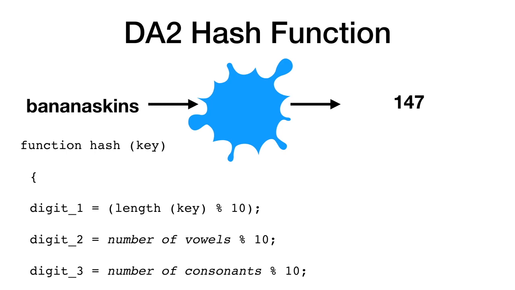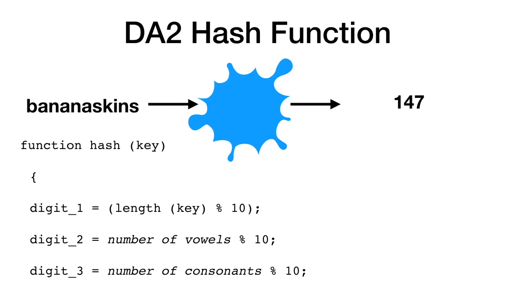Then the second digit is the number of vowels in the string, mod 10, so it'll always only be 1 digit. And then the third digit is the number of consonants, mod 10. So if the key is banana skins, that's my super secret password there, then the hash is going to be 147.